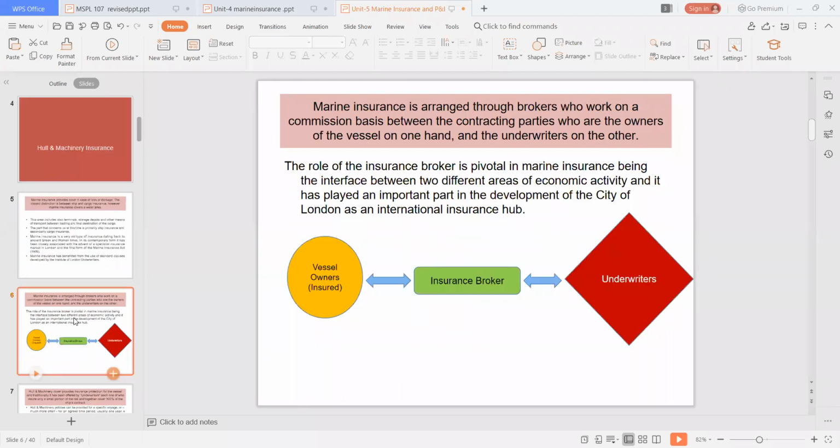Marine insurance is arranged through brokers who work on a commission basis between the contracting parties: the owners of the vessel on one hand and the underwriters on the other hand. The role of the insurance broker is pivotal in marine insurance, being the interface between two different areas of economic activity, and has played an important part in the development of the City of London as an international insurance hub. See this? Insurance broker, vessel owners, insured, underwriters.